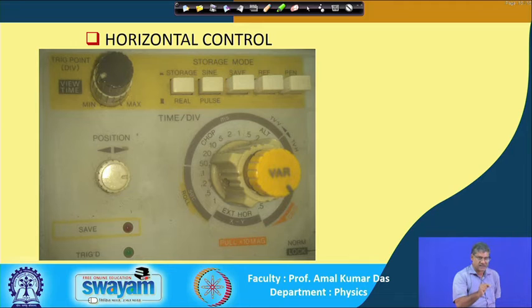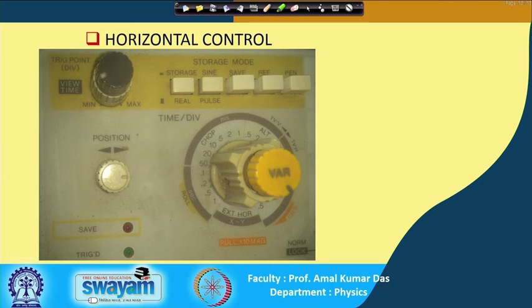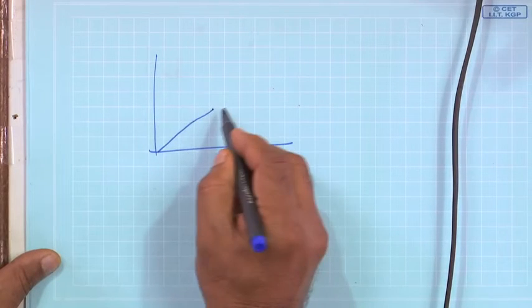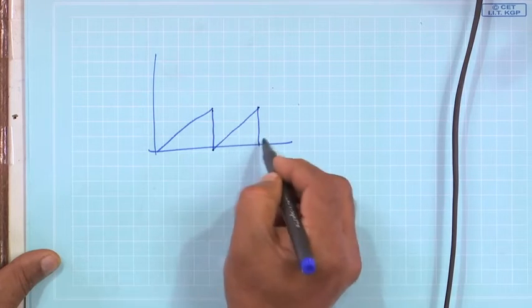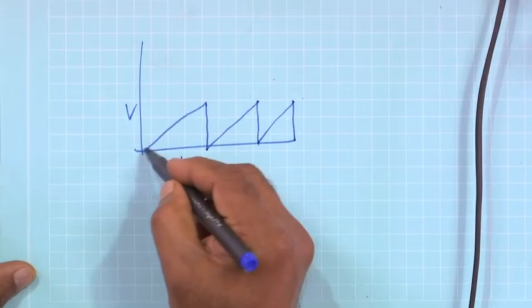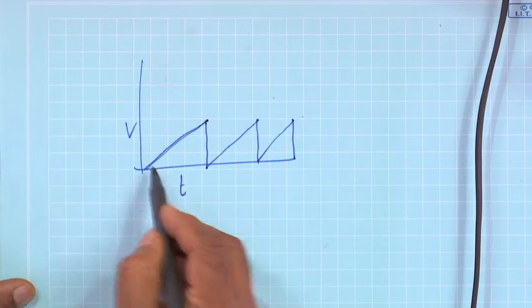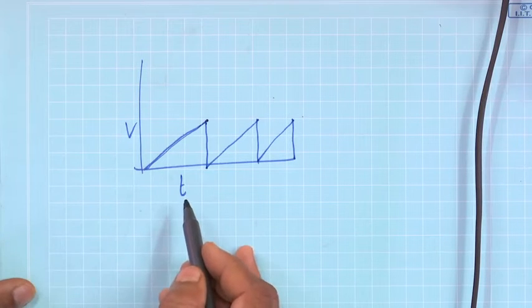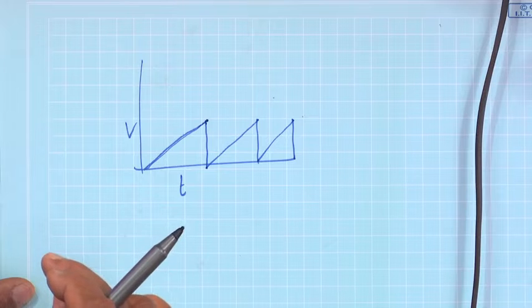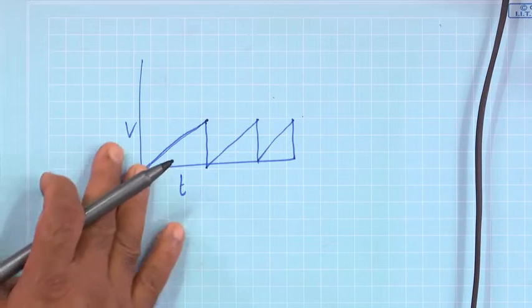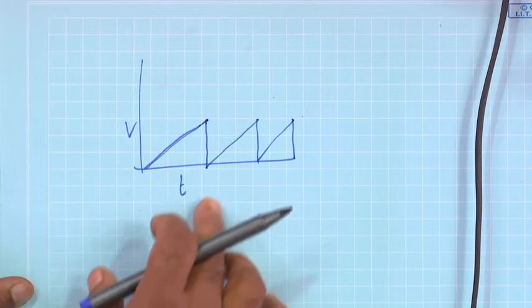So, a sawtooth kind of waveform or signal is given to the horizontal plate. Okay. Sawtooth means this type of voltage: it changes linearly and then comes back, linearly comes back. Okay, this is voltage, this is time. So, it is a linear relation, proportional. That means you are scaling time with voltage or voltage with time. So, whatever the voltage change in the horizontal plate, you can take it as a change of time. Okay.